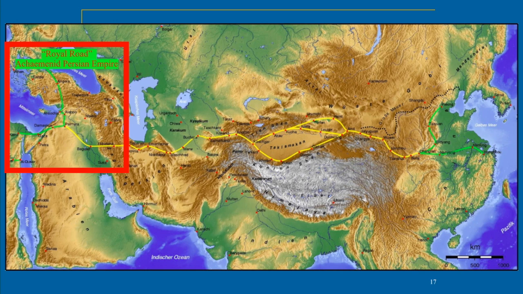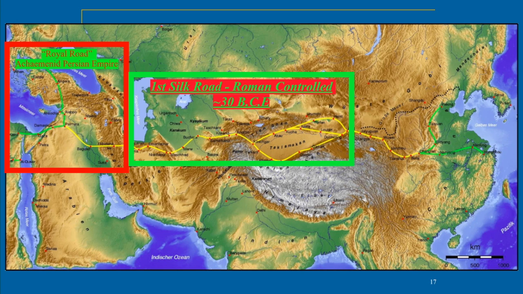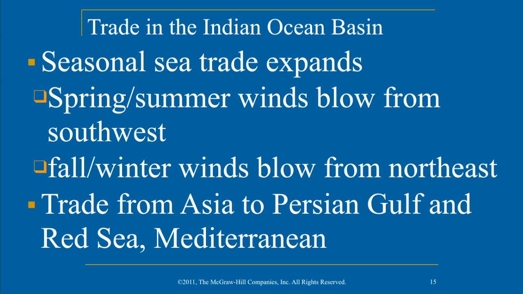As you can see, it's partially in green, but it goes all the way out a little bit to the yellow. And then we have what's known as the First Silk Road, which is Roman-controlled around 30 BCE. We're going to see that soon when we talk about Rome. And then there's later additions to the Silk Road, which reach all the way to China. Next, we get trade in the Indian Ocean basin.